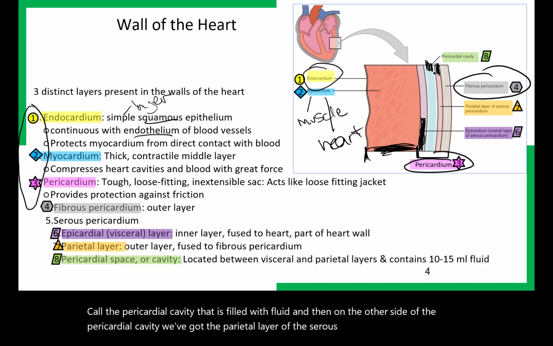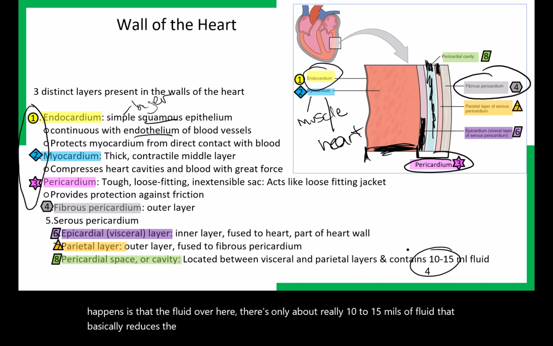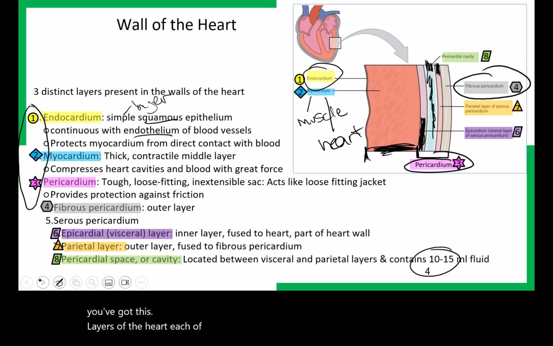There's only about 10 to 15 mils of fluid over here that basically reduces the friction generated by the heart as it contracts and relaxes. So you've got these layers of the heart, each of which has its own function in order for the heart to actually work properly.